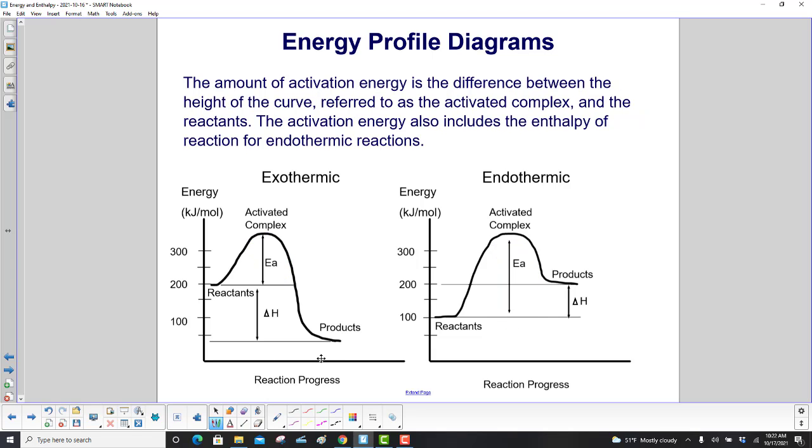The amount of activation energy is the difference between the height of the curve up here, that's where you have your activated complex, and the reactants down here. The activation energy also includes the enthalpy of reaction for endothermic reactions. See, we're including this here. Here's your endothermic enthalpy as part of the activation energy. This is one whole sense of energy here. Here, the activation energy is just this piece.